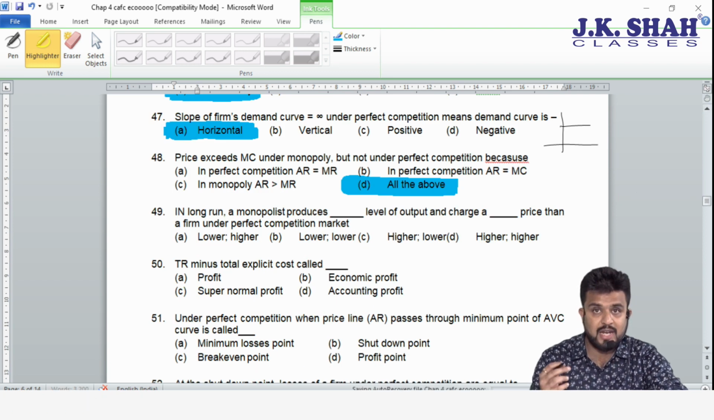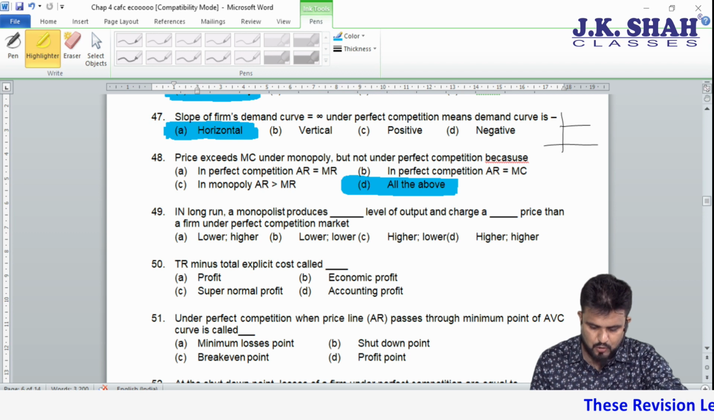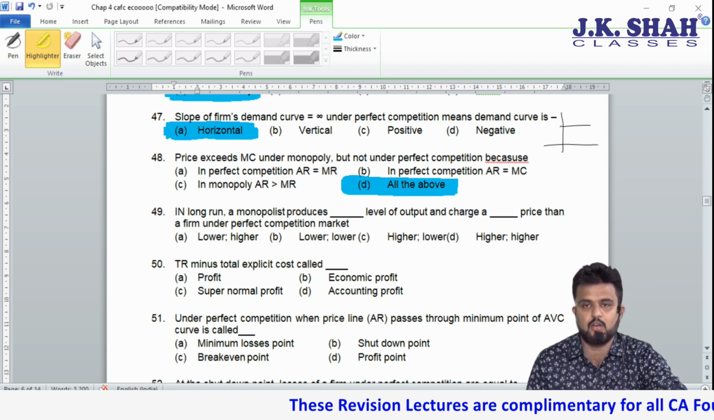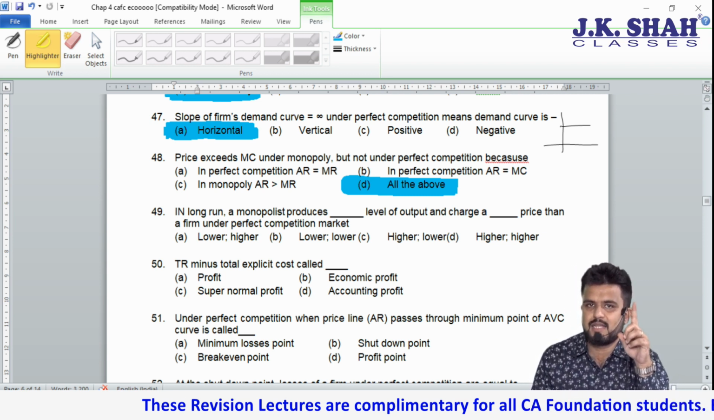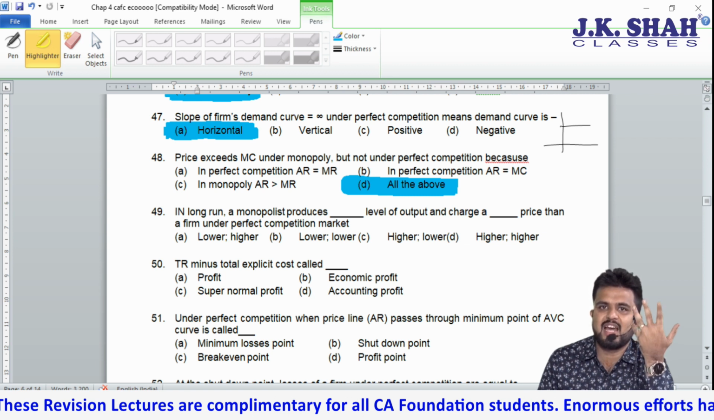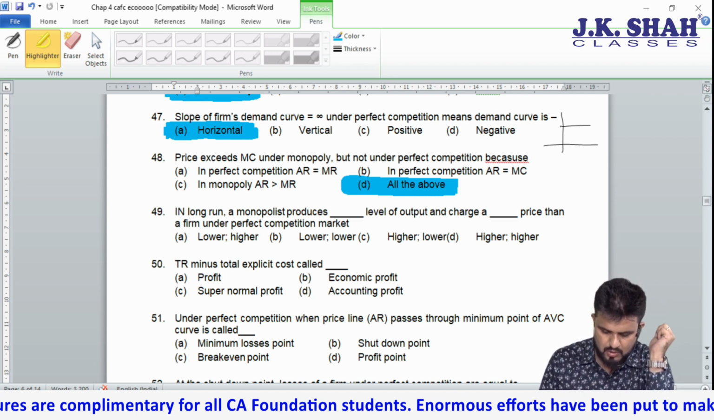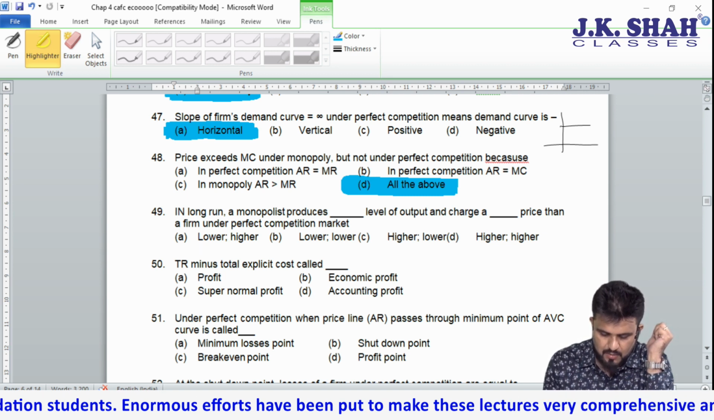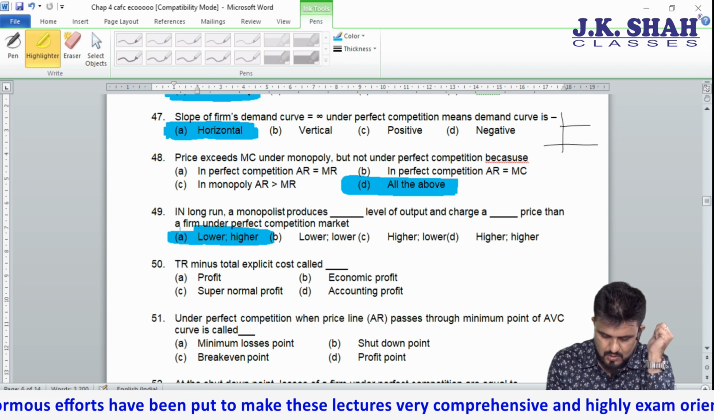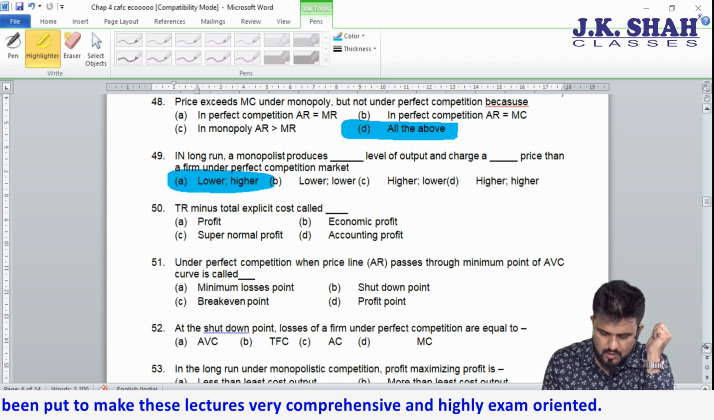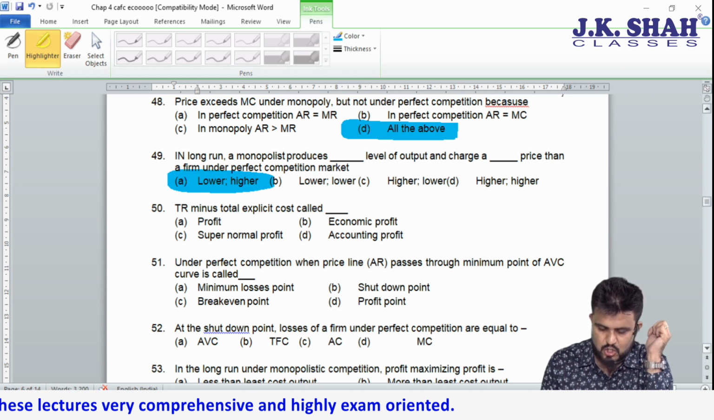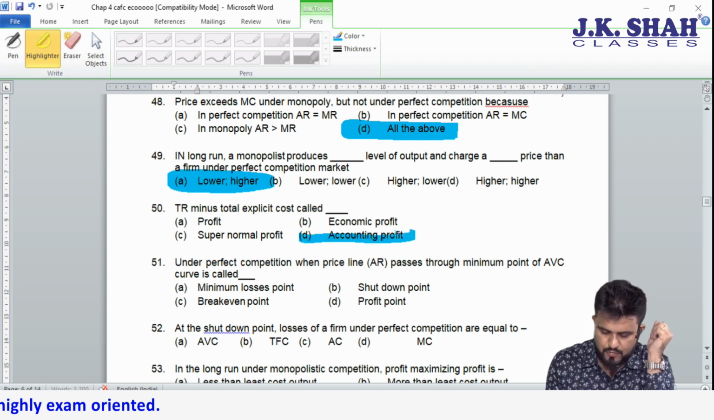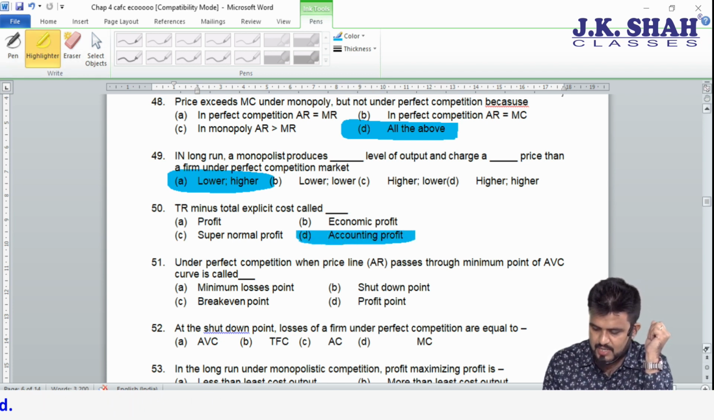In the long run, 49 now. In the long run, a monopolist produces dash level of output and charges a dash price than a firm under a perfectly competitive market. See, monopoly being a single seller, if he wants to charge a high price, he has to reduce the output. So he will produce a lower level and charge a higher price. Next, total revenue minus total explicit cost will give you accounting profit. D is the answer for 50.